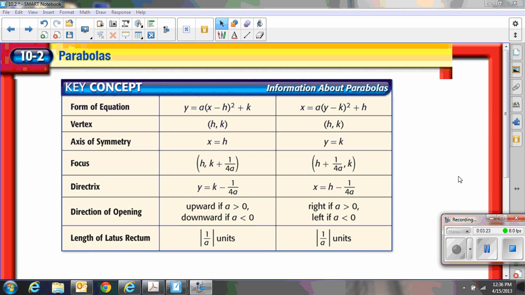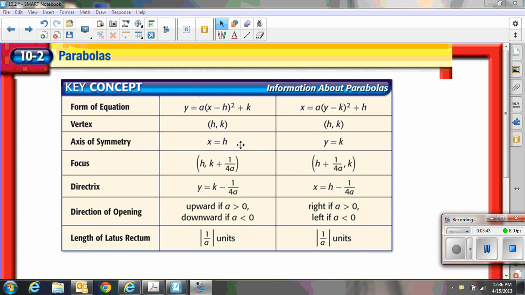So here's everything that we need to know about parabolas. These will make more sense as we actually go through and graph these, but the goal here is to get the equation to look like this. This is your vertex form. From this form, I can tell hk is the center or the vertex of that parabola.